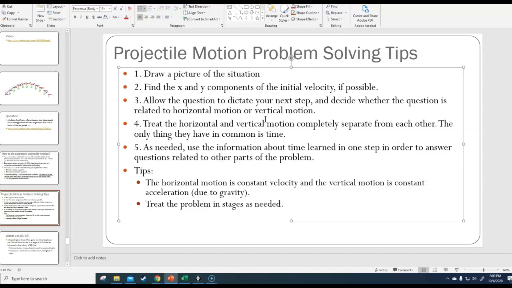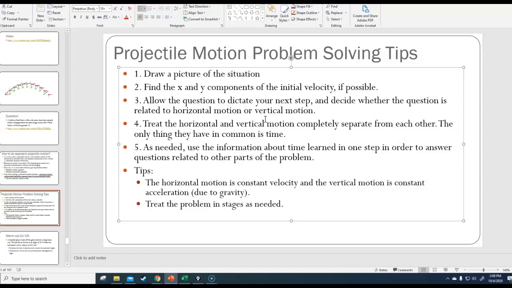Okay, so what the question is asking for is either going to be a question about horizontal motion or about vertical motion. And then you treat those two motions completely separate from each other. The only thing they have in common is time. Sometimes you have to use one set of equations to find time and then plug that time into another type of motion equation. But that's basically how you approach all of these problems.